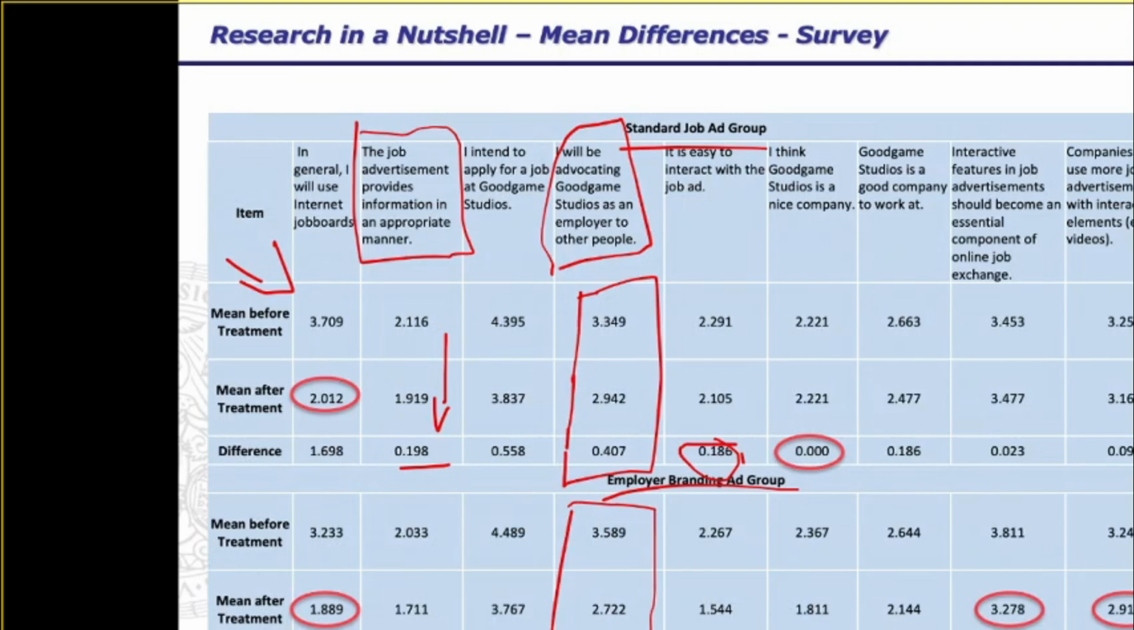And a very interesting one is, if you're trying to manipulate or at least influence what people think about you, the question we were asking: "I think Good Game Studios is a nice company." And you see even in the group with the employer branding ad, 2.3 were answering that on a 5-point Likert scale, or 7-point Likert scale, I don't know. And that was even less than for the standard job group.